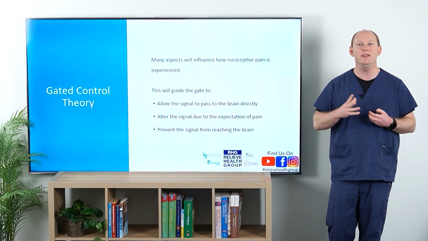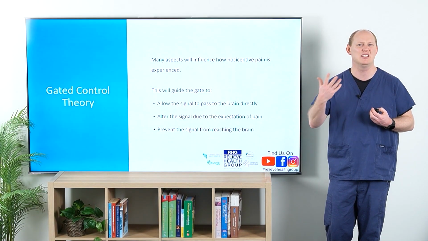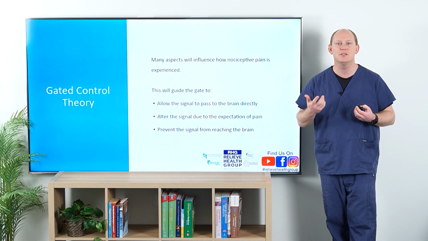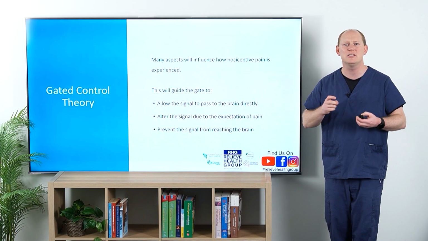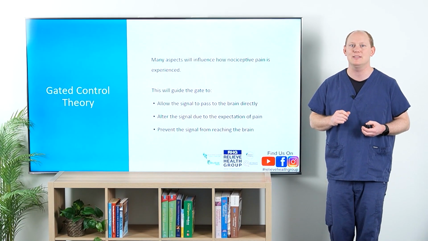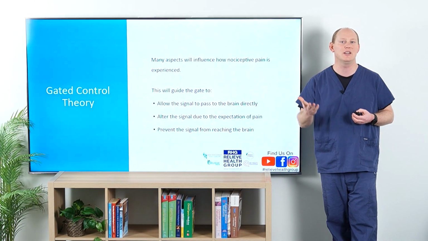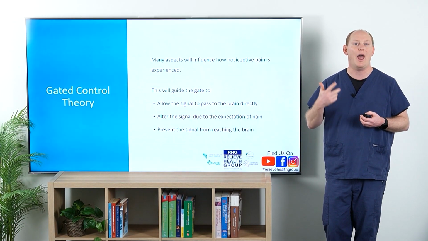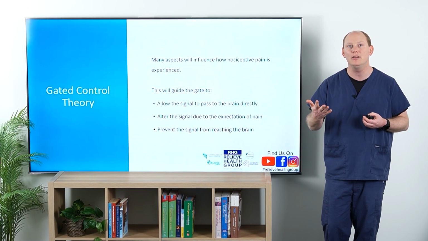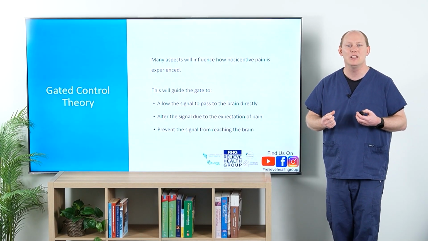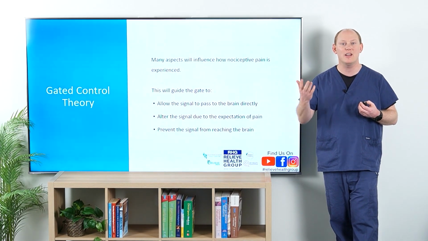Now, many aspects will influence how this nociceptive pain is experienced, and these include the intensity, other incoming nerve signals, including touch, vibration or heat, that whole pinching idea to reduce the pain somewhere else, and the priority on the pain signals due to what's happening at that stage. And this will guide the gate to do several things. One of them is to allow the signal to pass to the brain directly. It will alter the signal due to the expectation of pain: the whole, I can see that it should be painful and therefore it is. Or to prevent the signal from reaching the brain as another option.